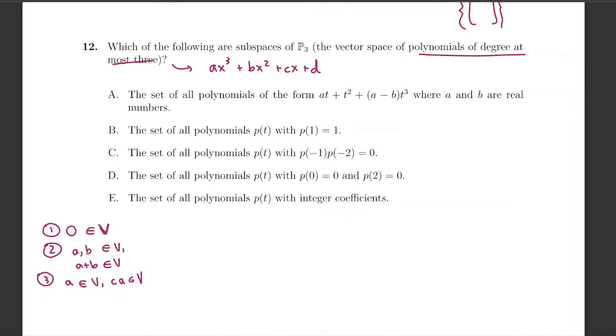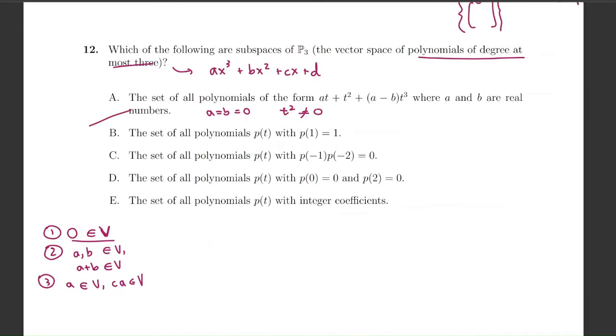Okay, so checking these conditions, we first look at A, and we need to check if a equals b equals 0, which would mean that 0 is in this set. So if a equals b equals 0, we have t squared as a result. So t squared is not equal to 0, and that means that we are not able to have the 0 polynomial in this set. And that means that this is not a subspace because it does not contain the 0 polynomial. So this is not true.